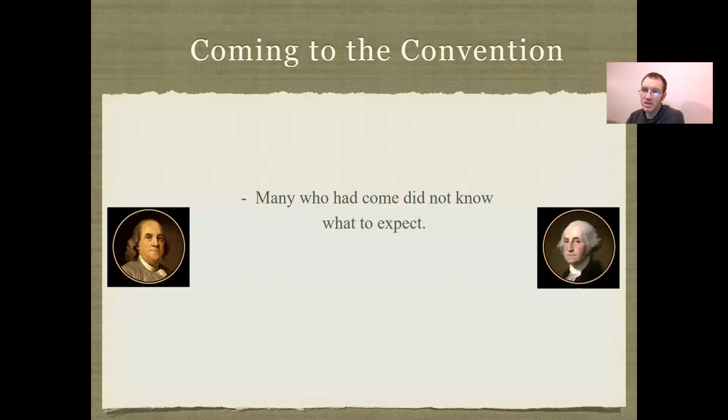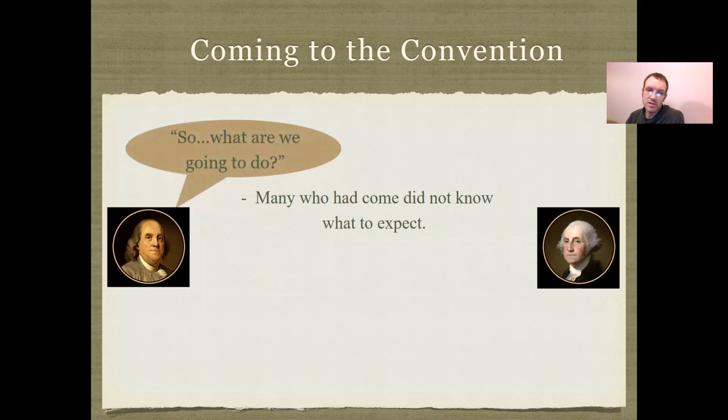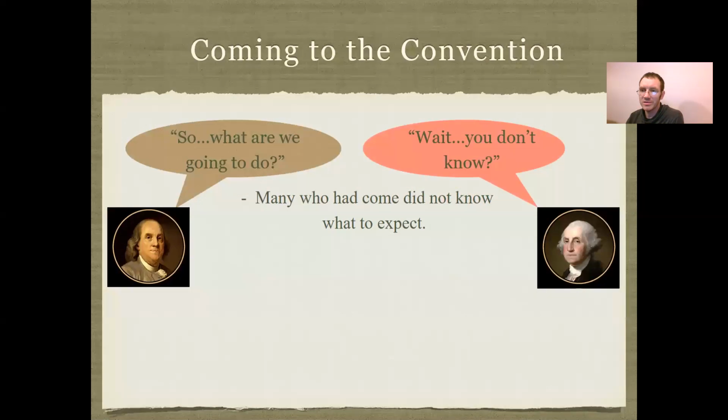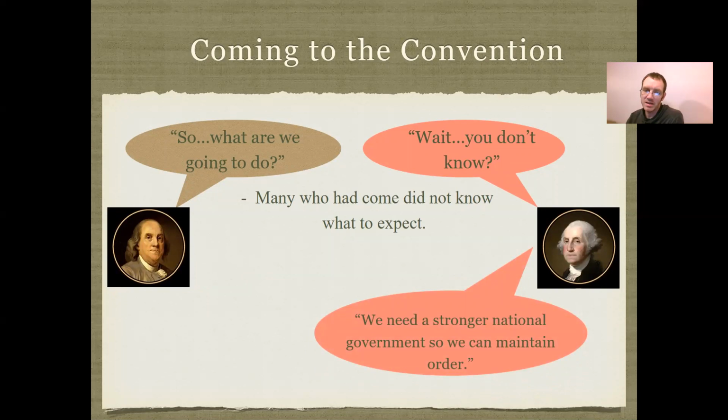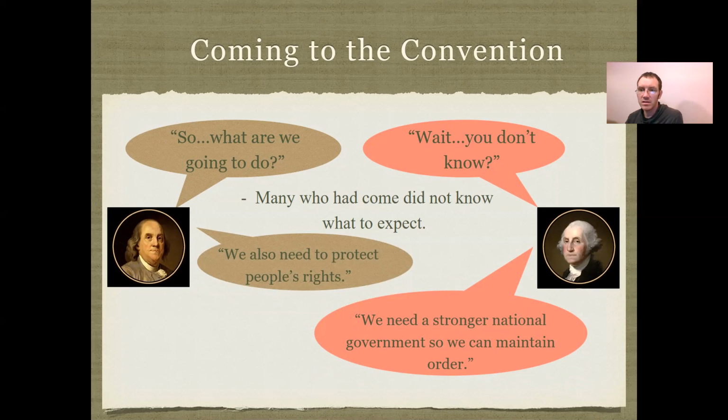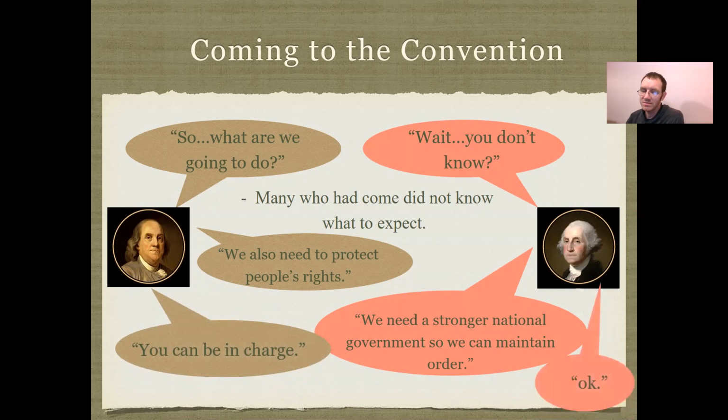So coming to the convention, nobody really knew what to expect. There are a lot of different ideas. So maybe you have Franklin saying, hey, what are we going to do? And Washington's like, wait, you don't know what we're going to do? We need a stronger national government so we can maintain order. We also need to protect people's rights. So you have two different sides here. People realize that we need a strong government because we need order, but you don't want to step on people's rights. And hey, George, you can be in charge. And okay. So George Washington is made the president, and we have this convention get together.